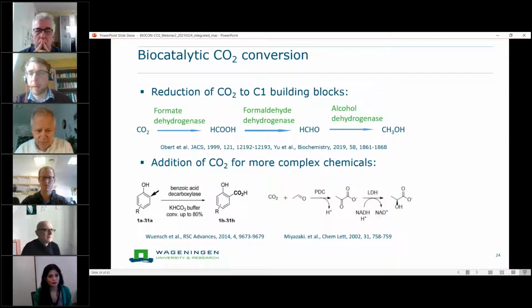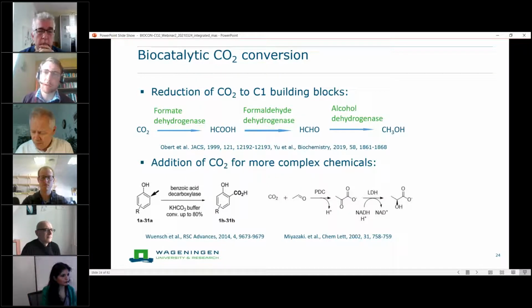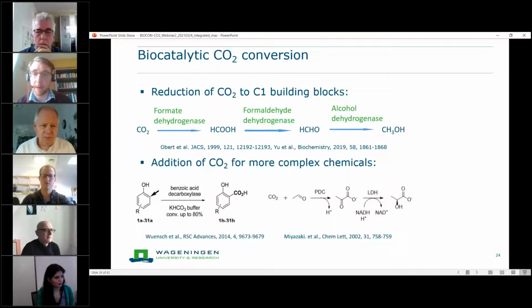The other type of reaction that we can perform enzymatically to convert carbon dioxide is slightly more complex chemistry, to put it that way. So this is a carboxylation reaction, where we use carbon dioxide as a carboxylating reagent, for example, for phenols, or we can carboxylate acetaldehyde to pyruvate, a precursor to lactic acid, which will be the topic of one of the other talks later in the afternoon. But I will introduce you briefly to these two different types of reaction and what are the pros and cons of them. So if we go to the next slide, please.